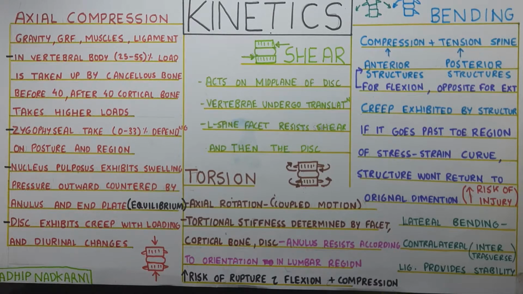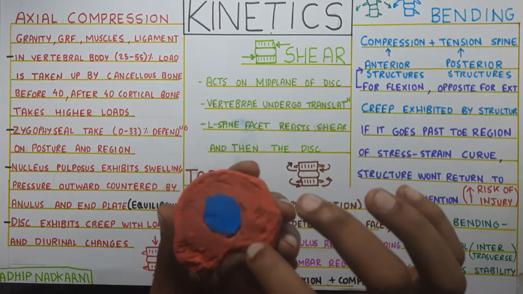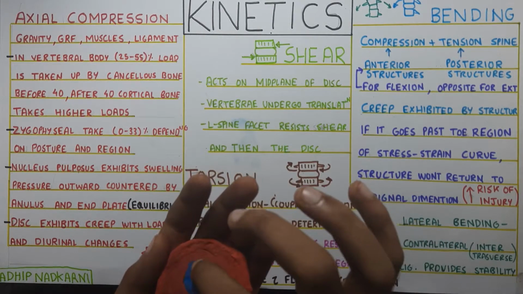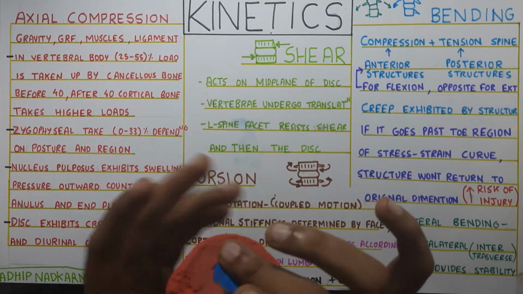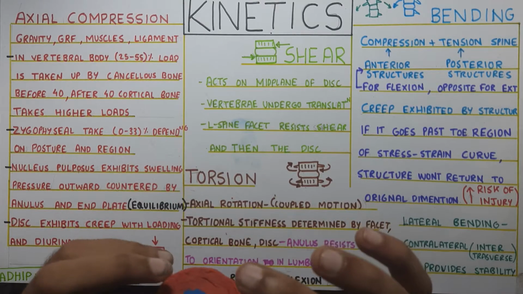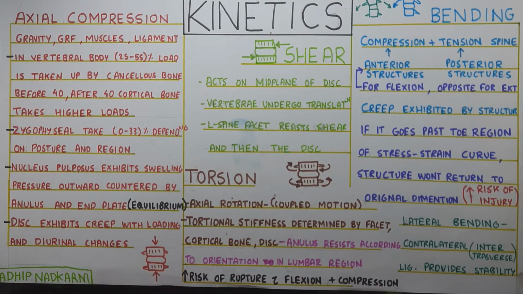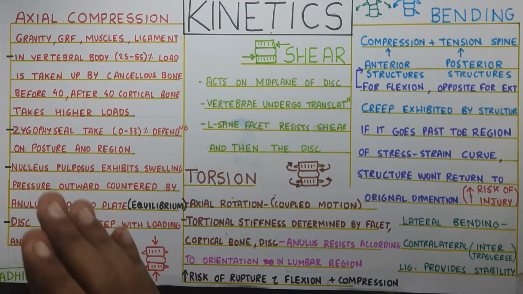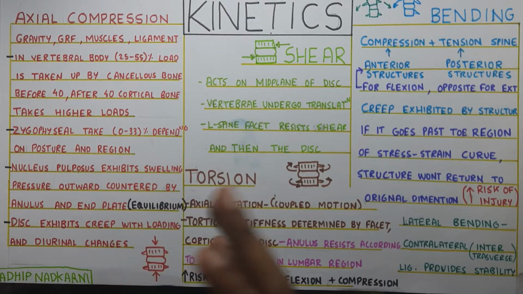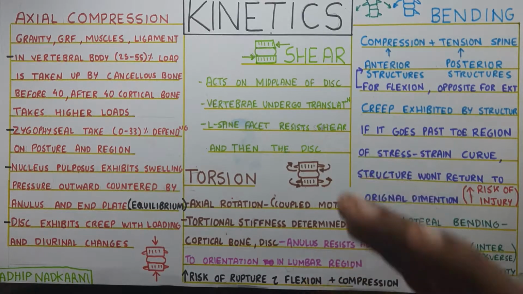The disc exhibits creep and it also exhibits diurnal changes. Now what do I mean by diurnal changes? The disc has a nucleus and the annulus around it. When you wake up in the morning, the nucleus has a lot of water. Then you get up, you stand, and as forces are put on it, the water starts moving from the nucleus to the outer part, the annulus, and from there to the cartilage, the end plate. The thickness of the disc will reduce. Hence your height at night will be much lesser compared to early in the morning. That is the diurnal variation. With time there is a change in the thickness of the disc.